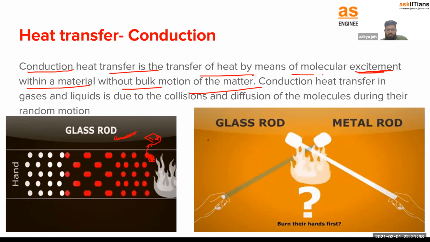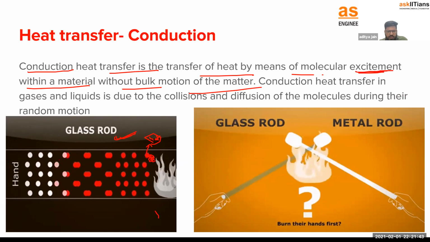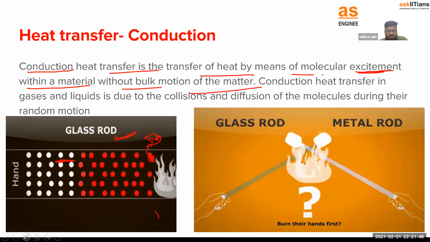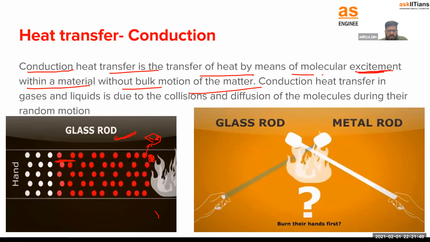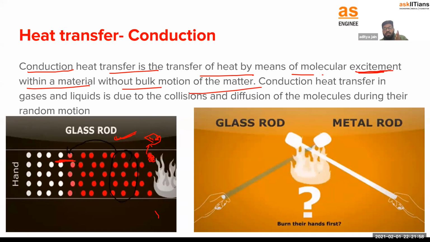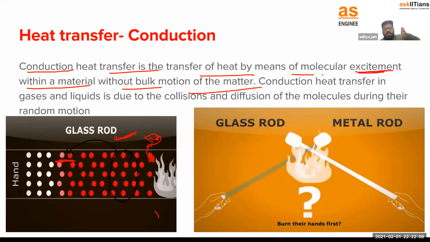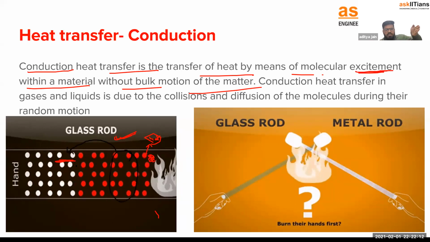In this picture, you can see these white molecules, which were previously white, now getting converted into red. They are converted because the molecules near the flame are transferring their excitation energy to these forward molecules. That's how transfer of heat takes place from the hotter end: the excited molecules transfer their energy to the colder forward molecules, which also get excited. That's how energy transfers without actual motion of the matter, written as without bulk motion of the matter.